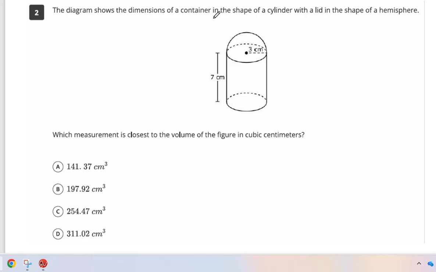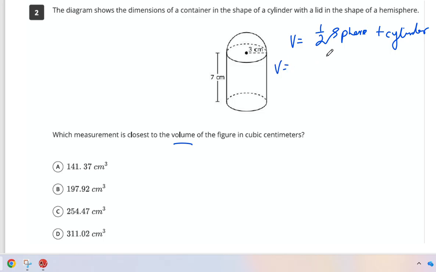Okay, this is such a good question. Hold on, I need to put up the reference material. Okay, so this one's asking which measurement is closest to the volume. So volume is going to be the interior stuff. Volume is going to be equal to the inside stuff, and the volume is going to be half of a sphere plus a cylinder.